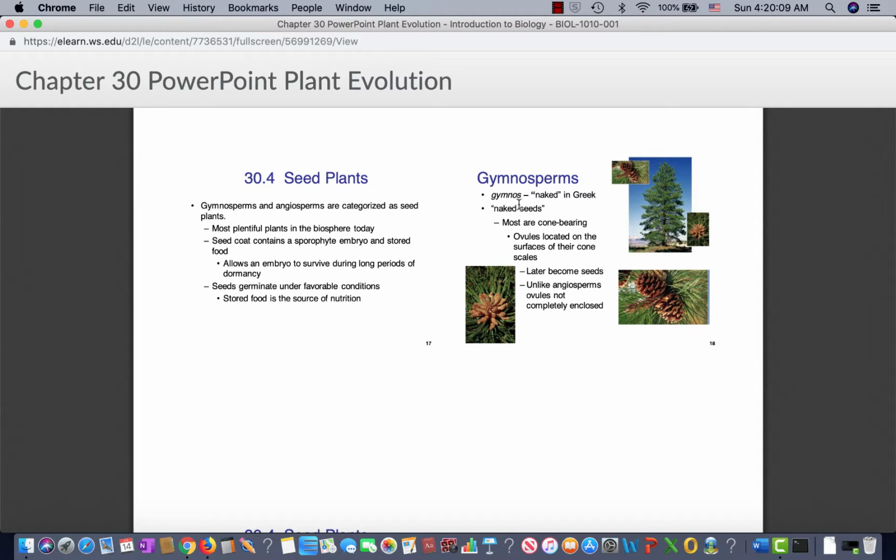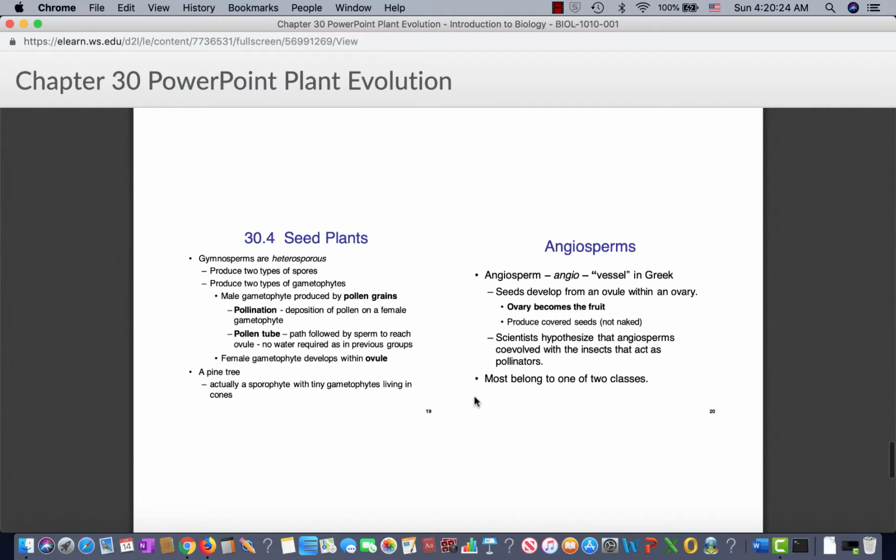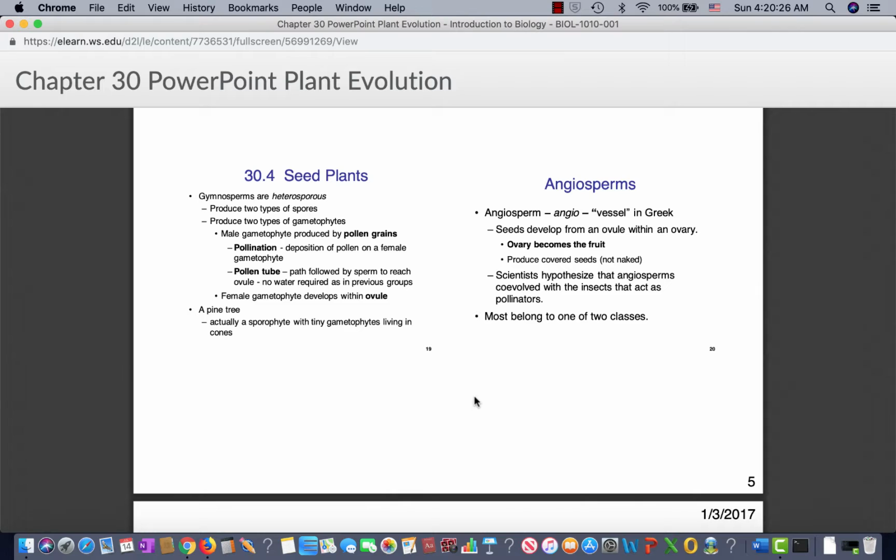Gymnosperm: gymnos means naked, so naked seeds. Most are cone-bearing. The ovules are located on the surface of the cone scales and later become seeds. The ovules are not completely enclosed, hence naked. Gymnosperms are heterosporous, which means they produce two types of spores and two types of gametophytes.